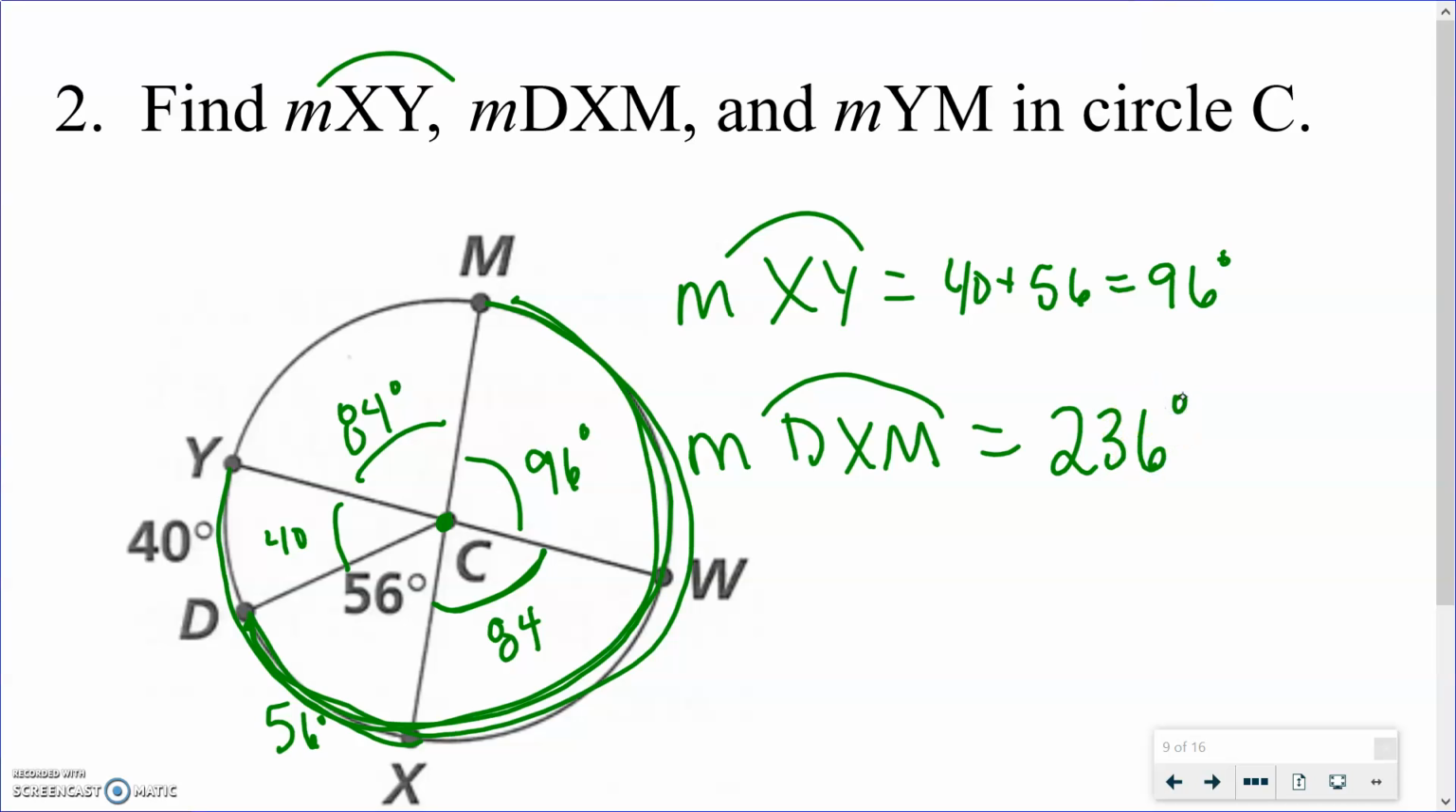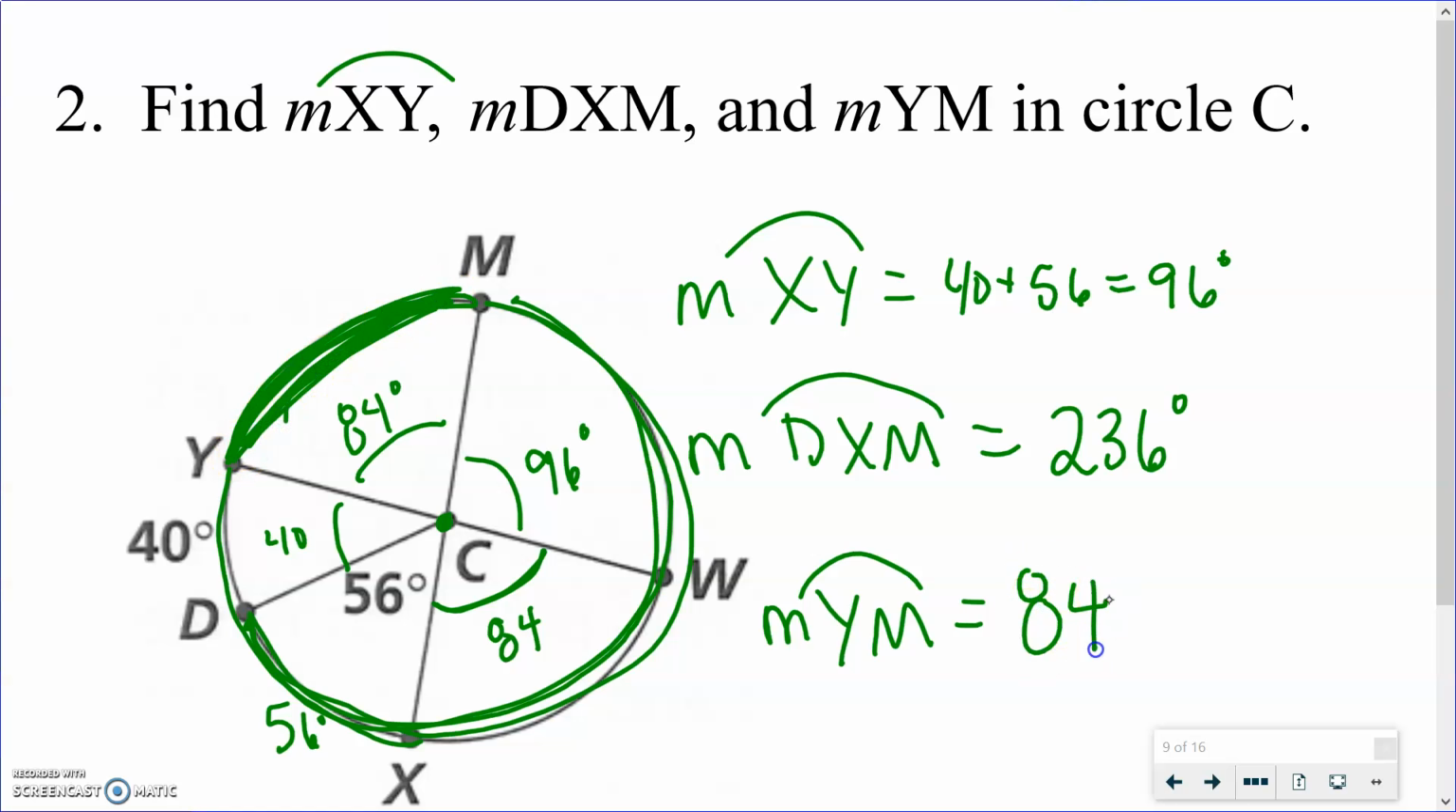Okay, and then the measure of ym is just this arc right here. Sorry, it's hard to change colors when I'm doing this. So it's that arc right there. So it's 84 degrees. Okay.